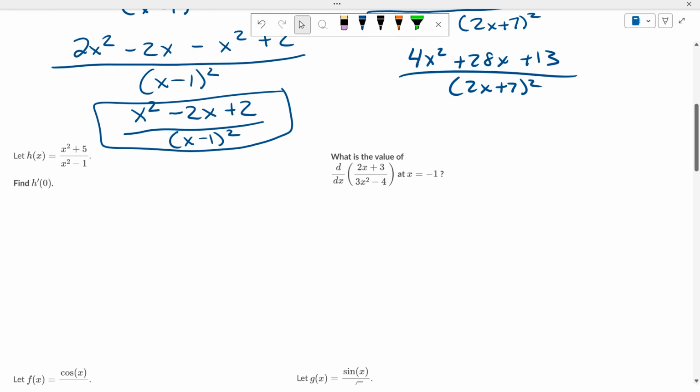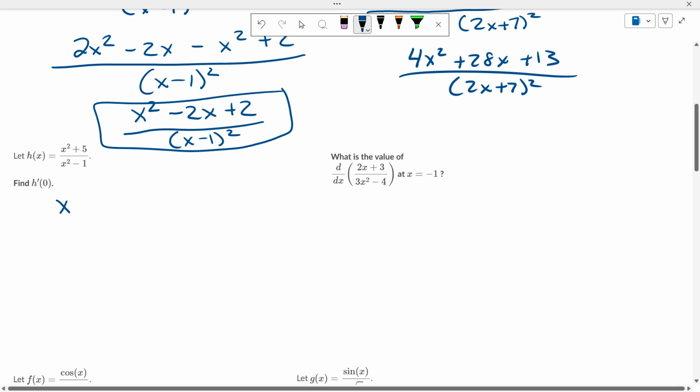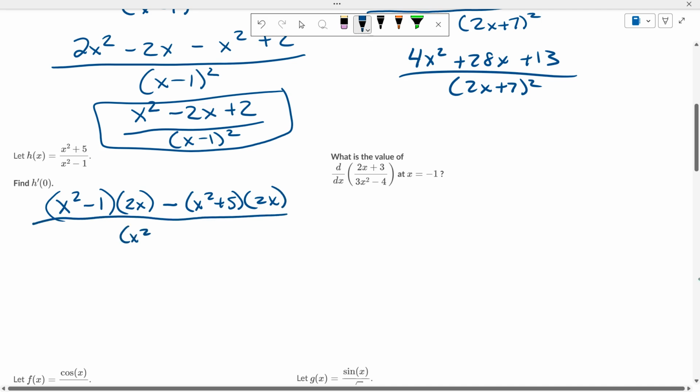Okay, so it says find the first derivative of this at 0. Well, I got to do the derivative. So it's the denominator times the first derivative of the numerator minus the numerator times the first derivative of the denominator over the denominator squared. At this point, I wouldn't mess with trying to simplify the top. I just put the 0 in.